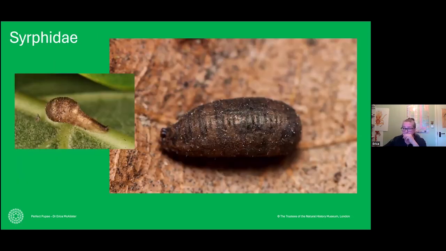Syrphids, hoverflies, very distinctive puparium. They may take a week to several months, depending on the species. They usually pupate near the larval habitat. And if the pupa is overwintering, it is generally really well hidden within the soil or the leaf litter.